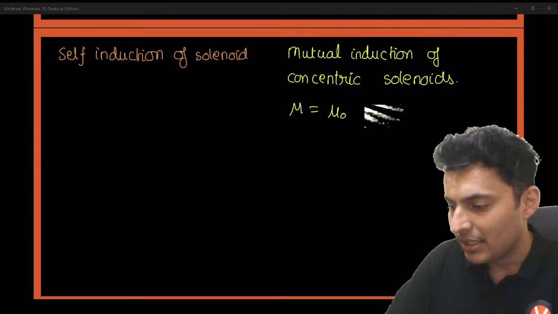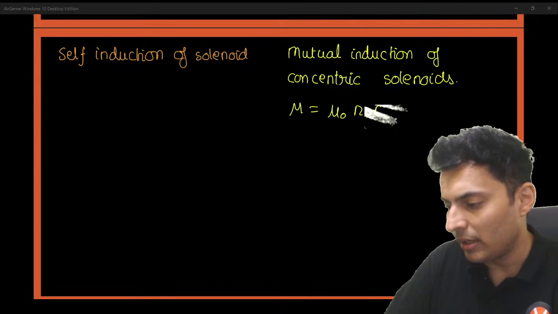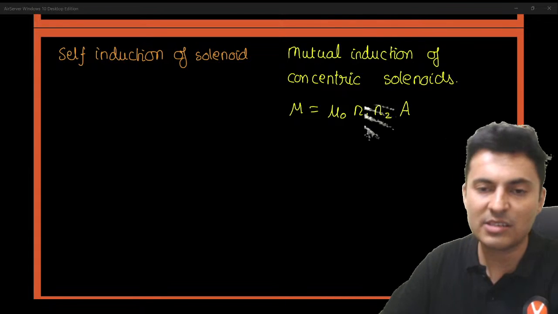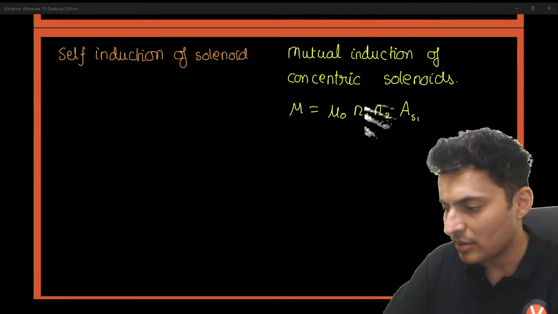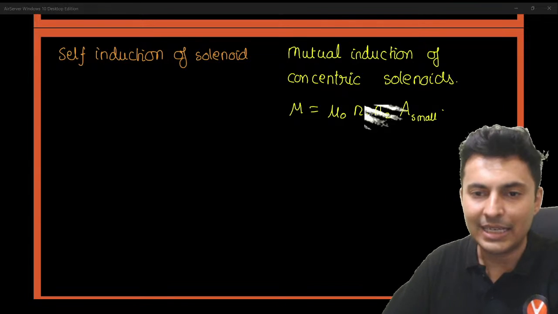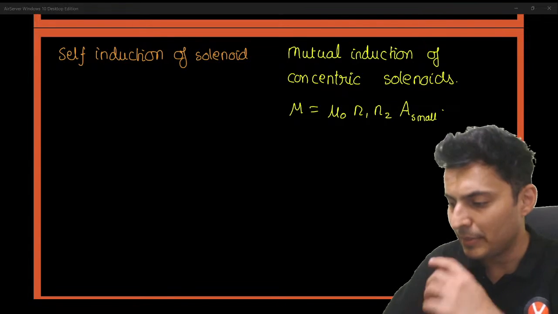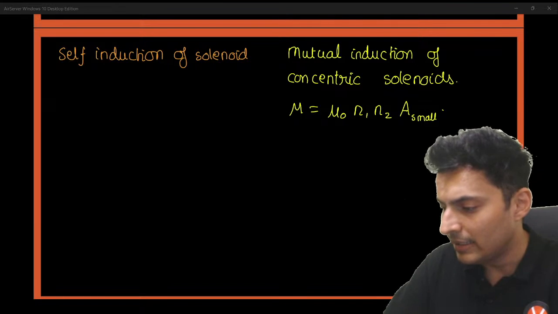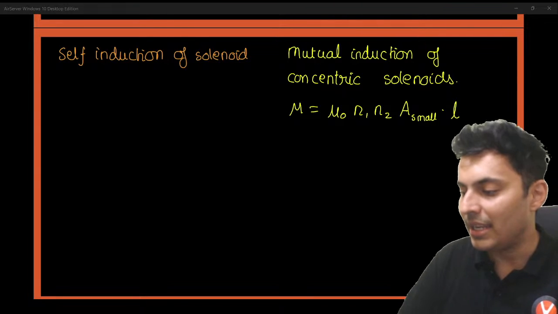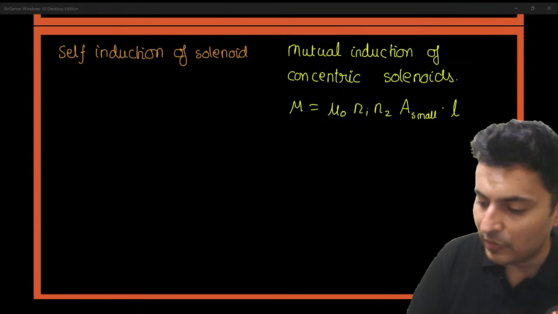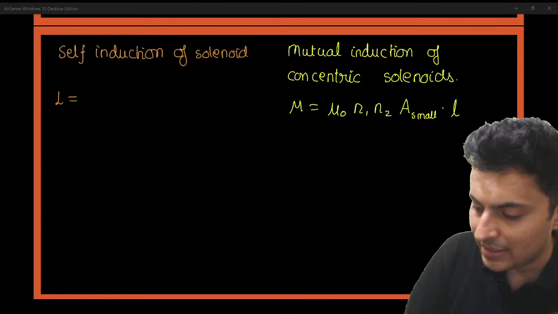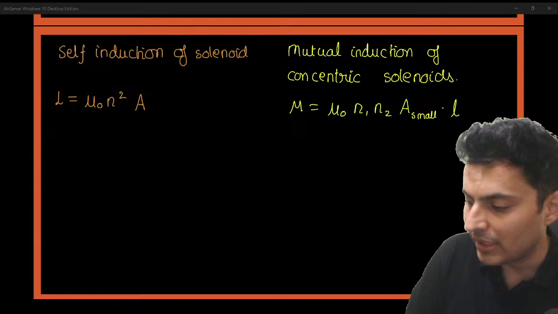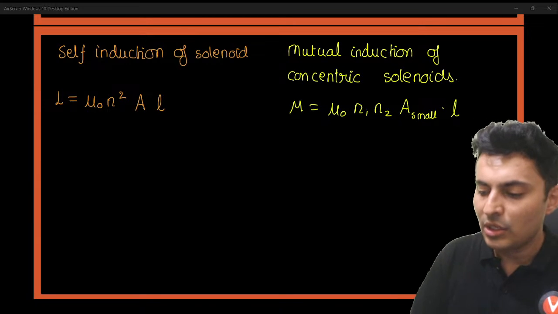Mu naught, number of turns per unit length in the first coil, number of turns per unit length in the second coil. Then you have the area of the smaller coil. Mu naught is done, n1 is done, n2 is done, area is also done, and then you have the length of the solenoid. Similarly, for self-induction, it is mu naught n square, area of that coil, and the length of the solenoid.